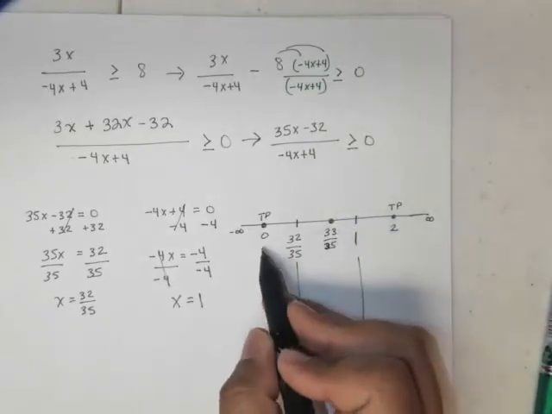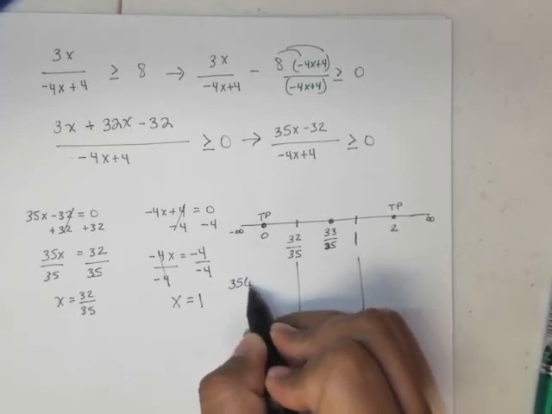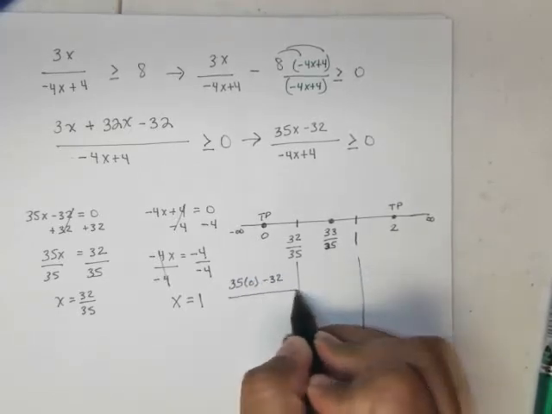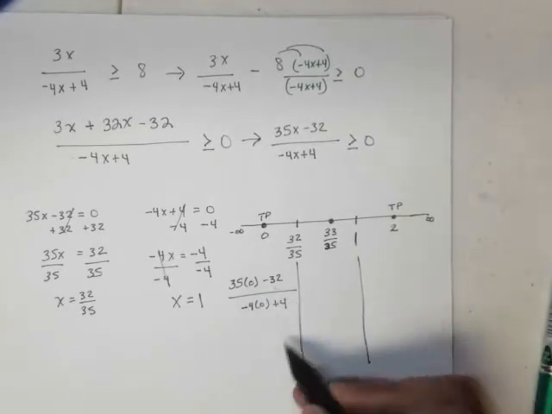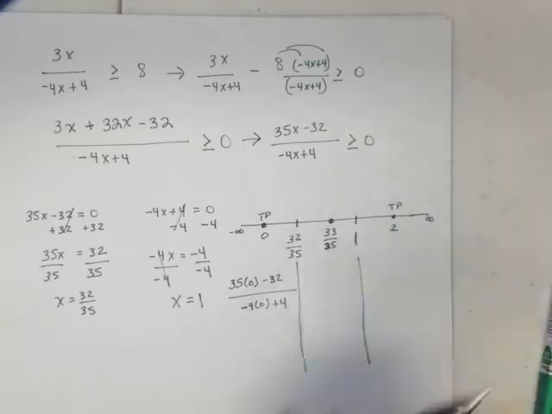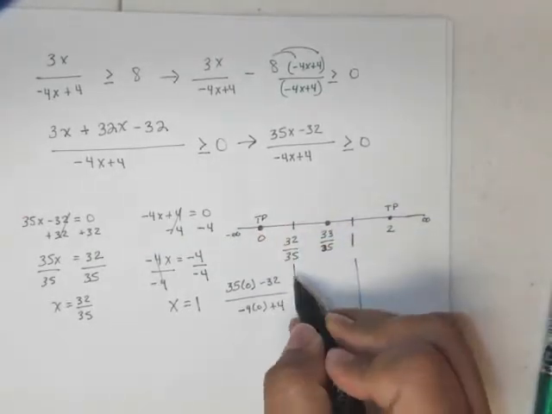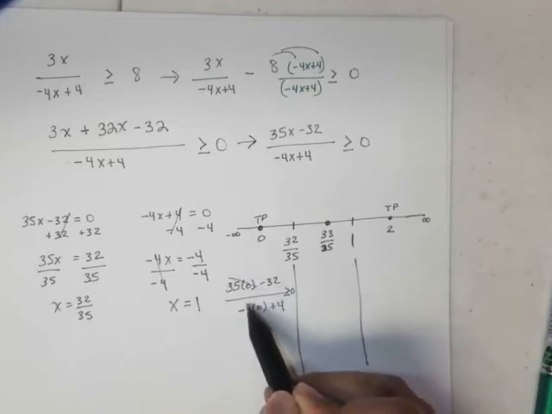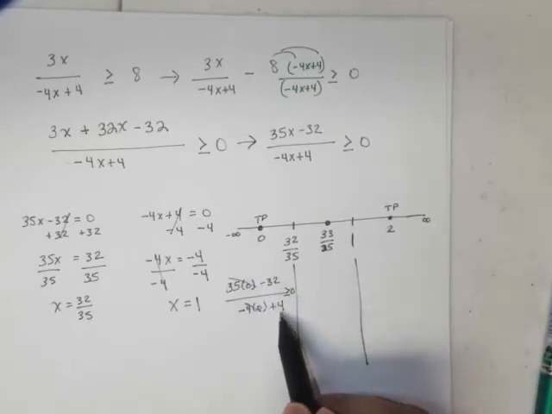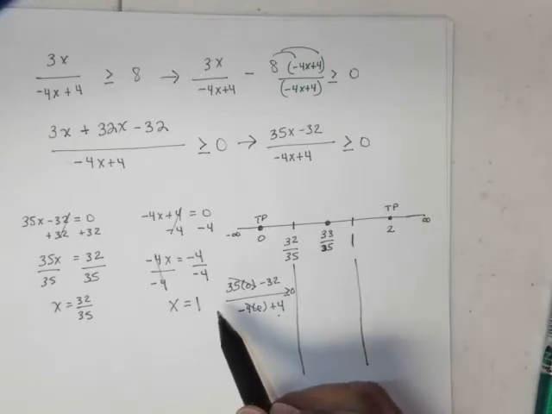All right, so when we plug in 0, the left side here should be very easy. 35 times 0 minus 32, all divided by negative 4 times 0 plus 4. So this ends up being, and remember we're checking if it is greater than or equal to 0. So this becomes 0, this becomes 0. We're left with negative 32 divided by 4. And what's negative 32 divided by 4? Well, if you said negative 8, then you're correct.